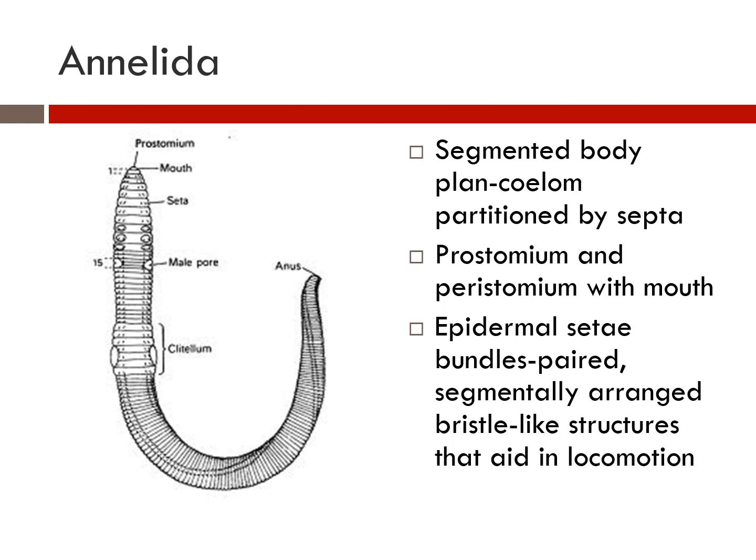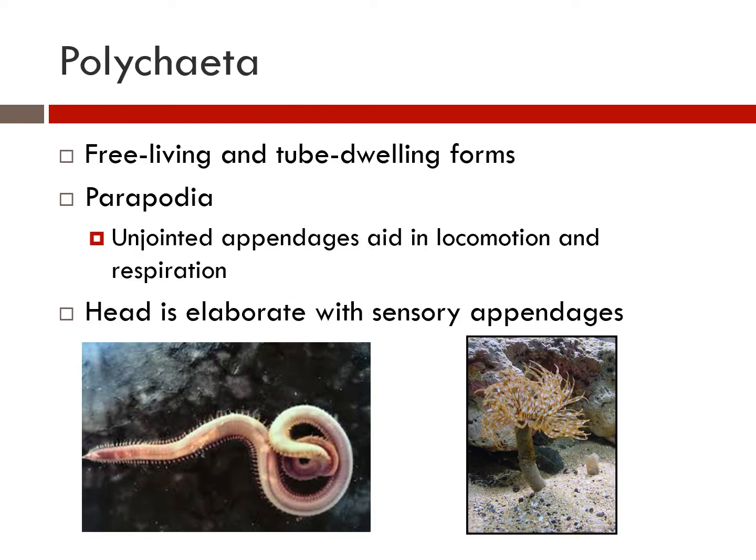They have epidermal setae. These are bundled pairs of segmentally arranged, bristle-like structures which aid locomotion. If you've ever held an earthworm in your hands, you can slide from the head to the tip of the tail in one direction, and it's very smooth. If you go in reverse, it's a little rough. Those are the setae. It's pushing its way through tunnels, and it's got one-directional barbs that help it push.